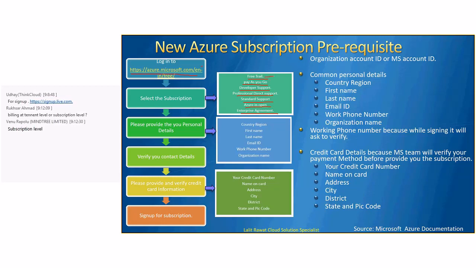If you choose the free trial subscription, Microsoft gives you $200 and 25 services for 12 months, so the $200 would be for your first month.